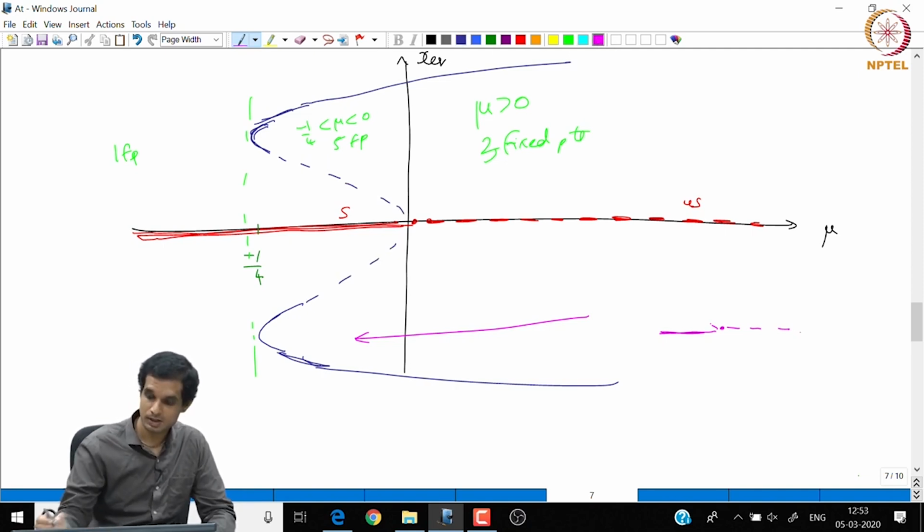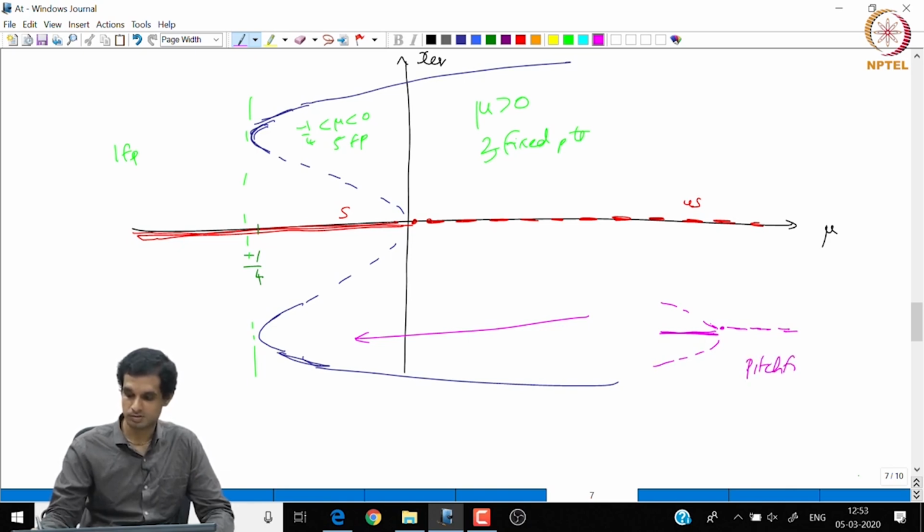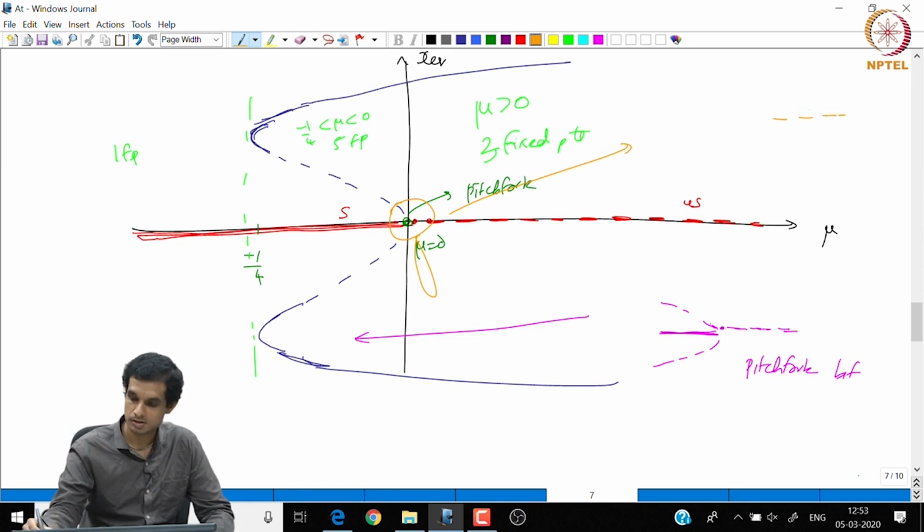So, unstable equilibrium is becoming stable and giving rise to 2 other unstable equilibria. So, this is nothing but a pitchfork bifurcation. What is happening here when mu equal to 0? When mu equal to 0, we witness a pitchfork. That means if you locally zoom this diagram, it will be a pitchfork bifurcation.